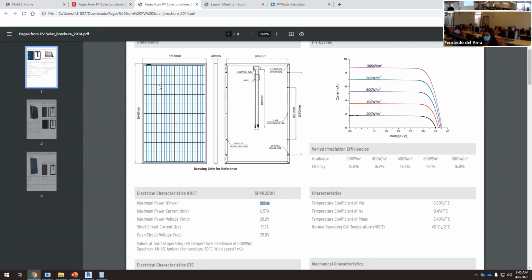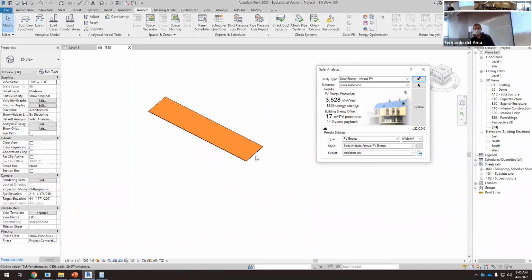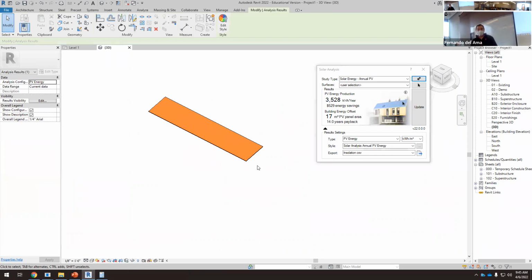The one closest to what we drew in Revit size-wise, and which is this? Well, in Revit we haven't used a panel. We have this rectangle, and that rectangle was 6 feet.